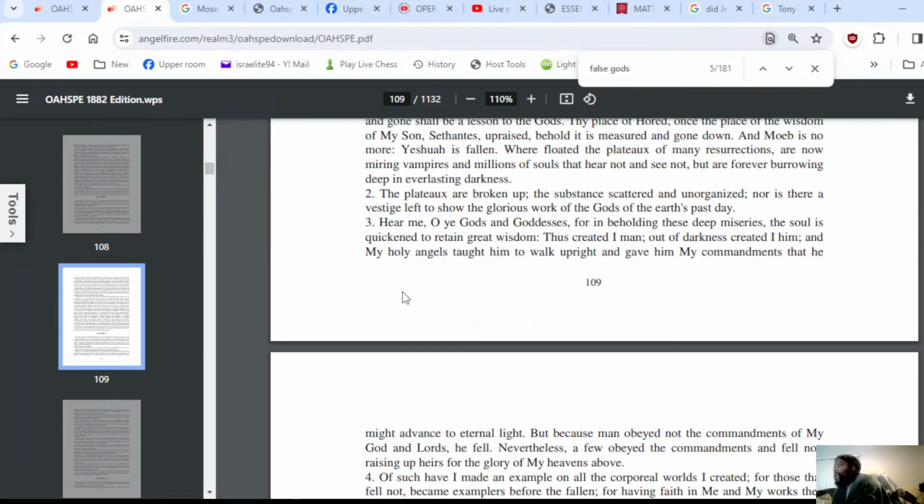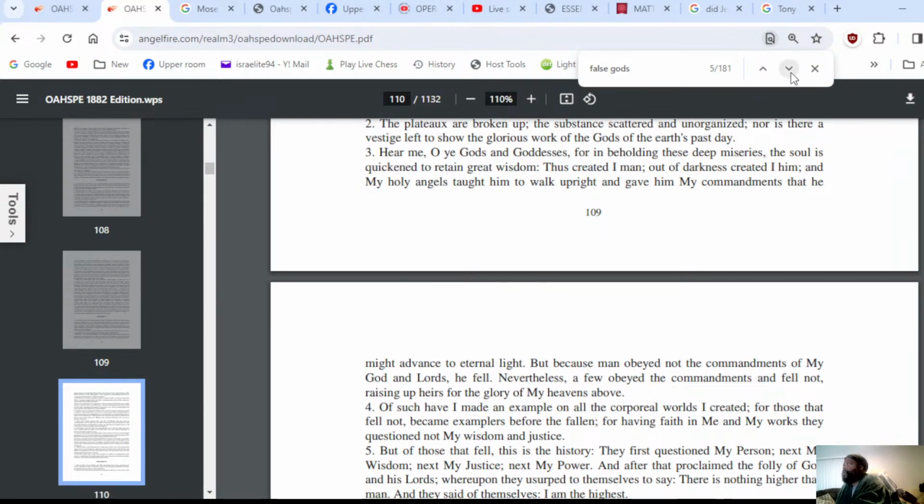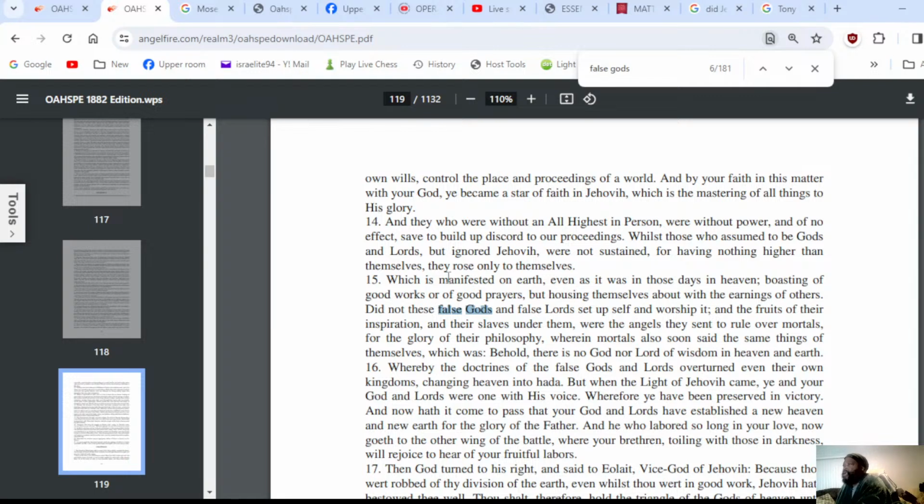I think the order of the day is to see if you are under idolatry or if you worship a deity. Verse 15, now I'm always going to be jumping in the middle of a thought. I'm not doing context study. I'm trying to get right to the descriptions of false gods and what they do. Verse 15: which is manifested on earth, even as it is in those days in heaven, boasting of good works or of good prayers, but housing themselves about with earnings of others. Did not these false gods and false lords set up self and worship it, and the fruits of their inspiration and their slaves under?